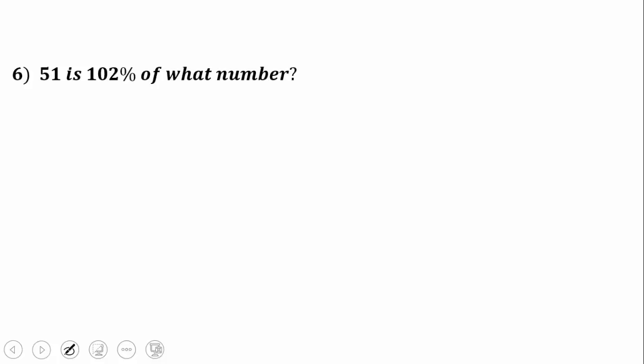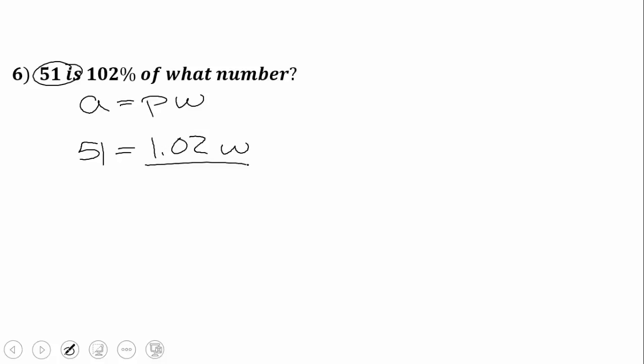51 is 102% of what number? I'll give you a second to write that down. 51 is 102% of what number? We're doing this one. Now that you have that written down, we remind ourselves that our percent equation, our part is equal to our percent times our whole, A equals PW, alphabetical order. Then we say 51 is 102%, written as a decimal. How do I write that as a decimal? Oh, 1.02 times our number that we need to find out, our whole.